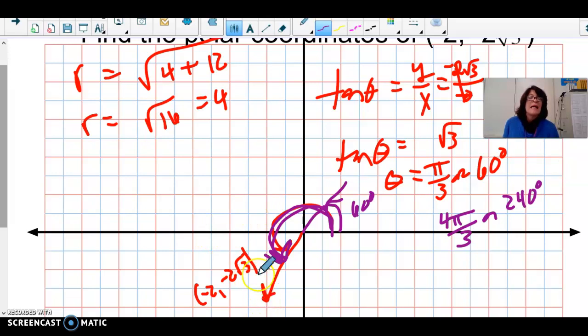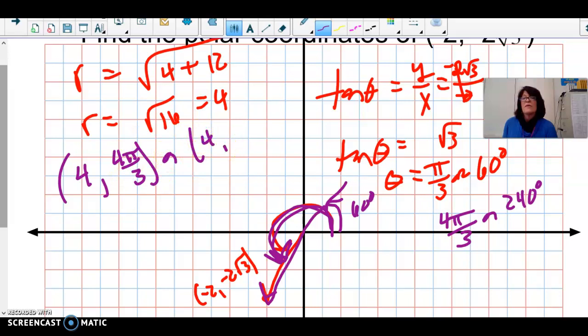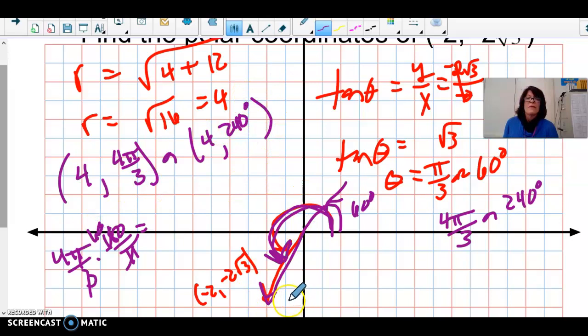So I just have to be careful. My polar coordinates then are, what did I say? 4, comma, 4 pi over 3. Or if you're going to do degrees, 4, comma, 4 pi over 3 times 180 over pi, if I want to change it to degrees, 240. Okay, if you don't have the unit circle quite memorized.